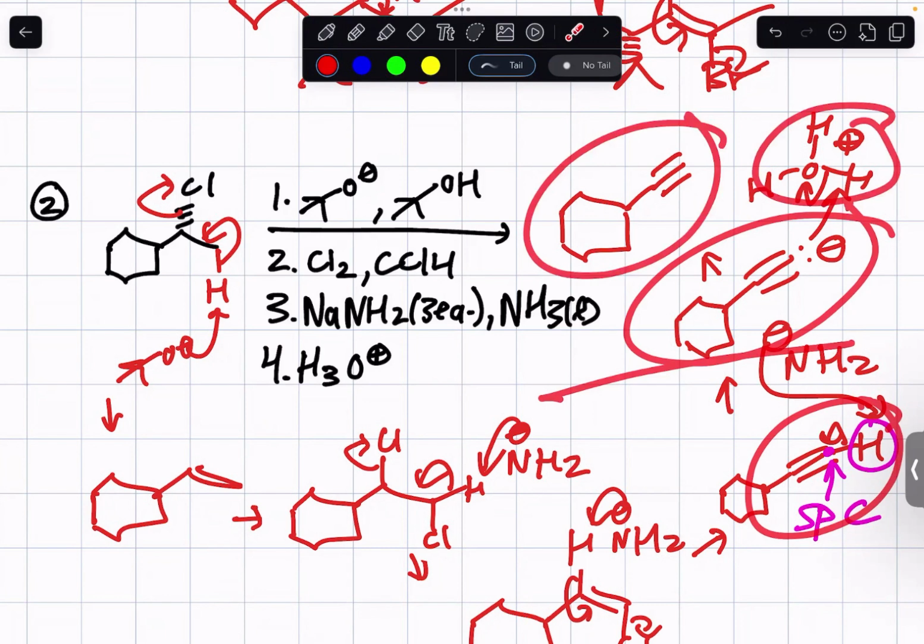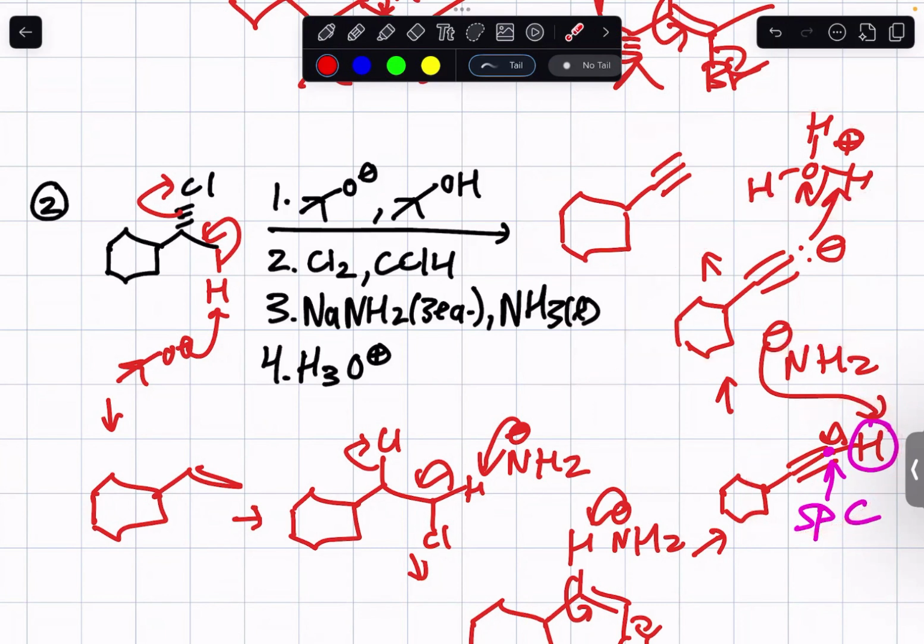desired terminal alkyne. So just to be clear, when writing out NH2 for synthesizing an alkyne, we have to put NH3. For synthesis balance, you don't have to put NH3. You'll probably get full credit if you put NaNH2 excess, right?